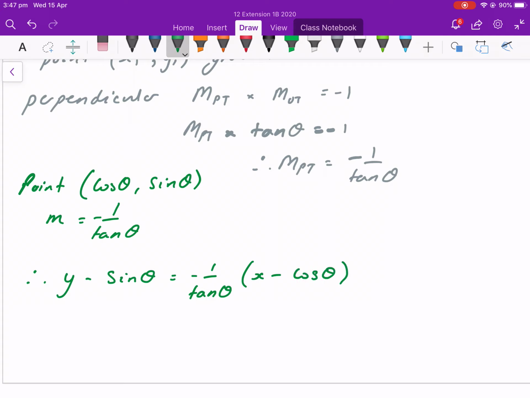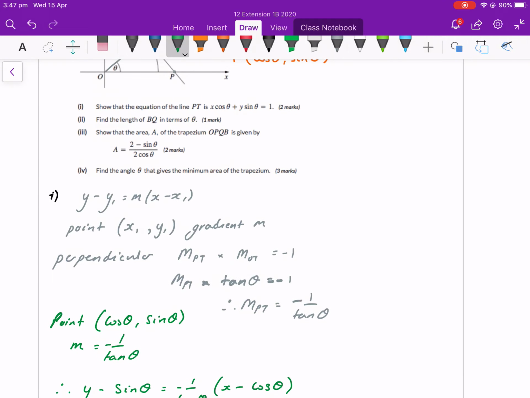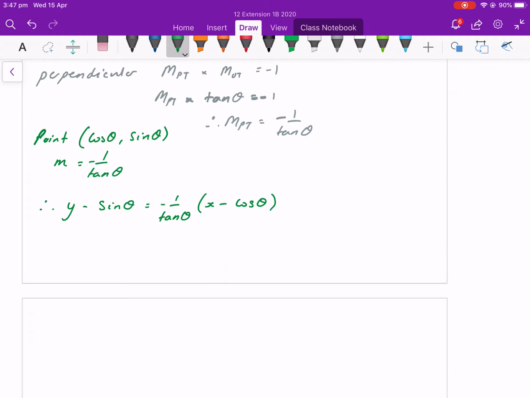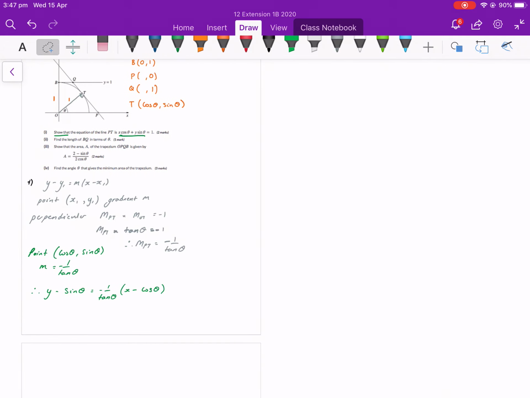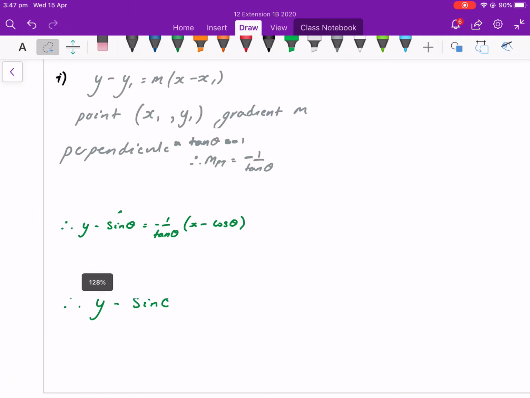Now, rather than expanding this out, this makes it a bit easier. If we multiply through by tan theta, we're going to end up with a lot of tan thetas in our expression, and given that it's a show that question, always have a look at the answer. Notice there's no tans there, it's just cos theta and sine theta. So let's see if we can implement that into our solution. I'm just going to make this a bit smaller, so I don't run out of room.